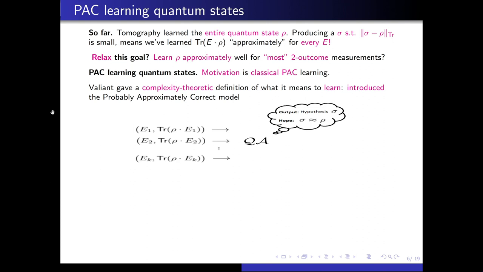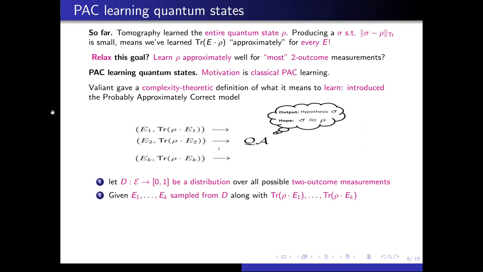This is kind of like a pictorial way to understand what is PAC learning quantum states, so let me try to make it a little bit more rigorous now. Like in standard PAC learning, you always have a distribution, even in the quantum PAC learning setting. So D is an unknown distribution on all measurements. It's just a distribution, so it's a function mapping E to 0, 1. So E is the set of all possible measurements.